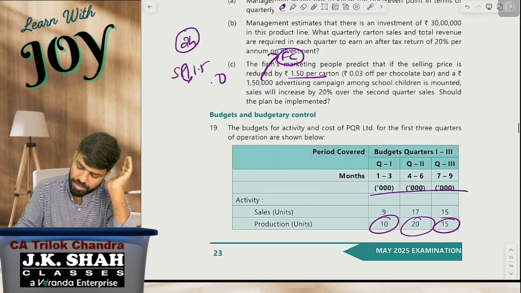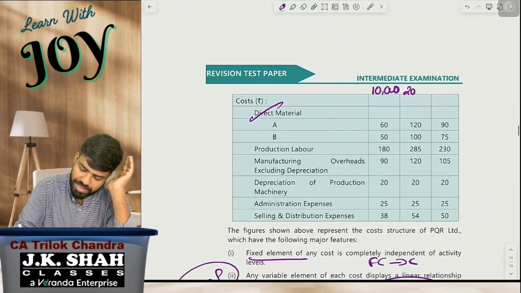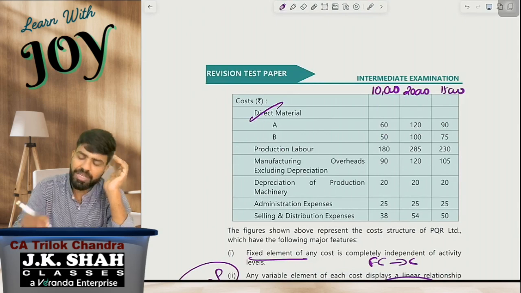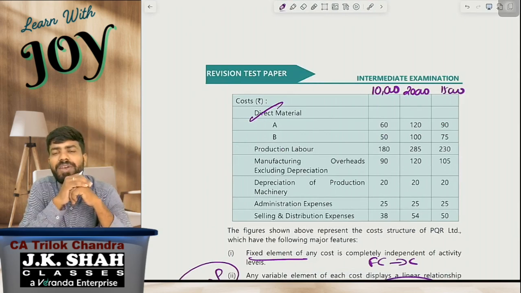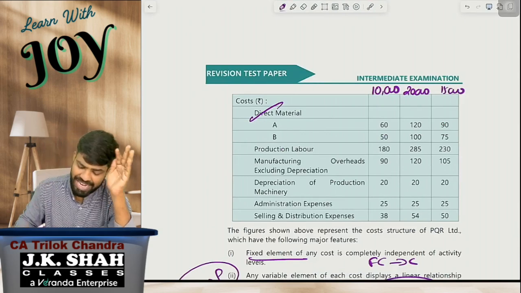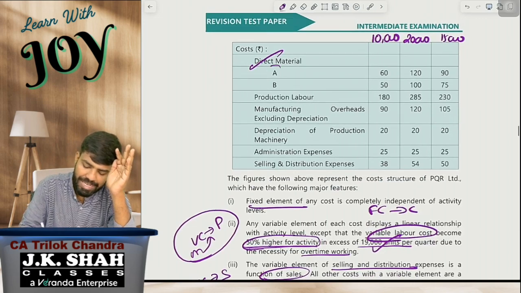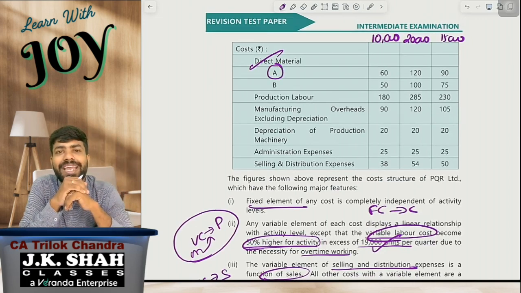10,000 in the first quarter, 20,000 in the second quarter, 15,000 in the third quarter. They're asking for variable cost and fixed cost. First, we need to identify the nature. Look here, Material A. What is the nature of material A cost?